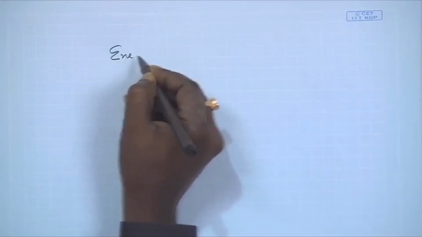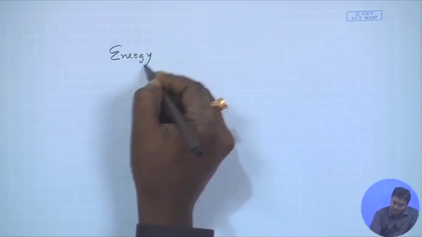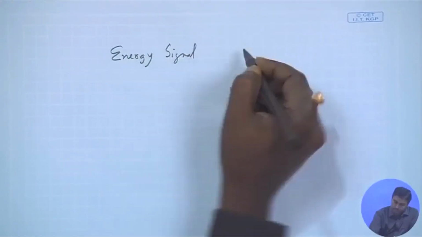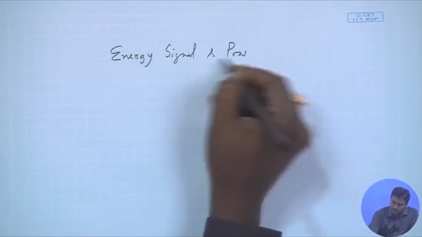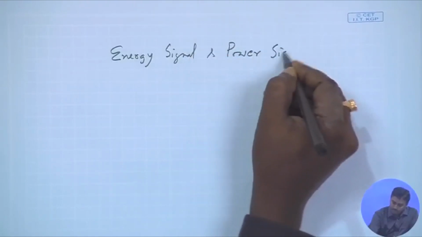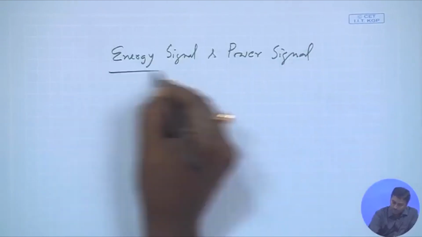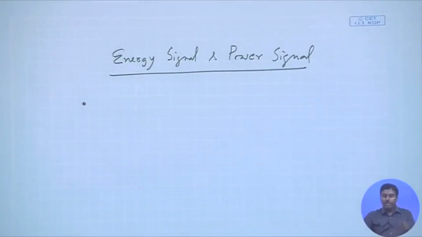Next, I am just giving all the definitions. You will see that when we will be discussing the properties of signals, these things will come back. So, next is energy signal and power signal. So, what do we mean by energy signal?